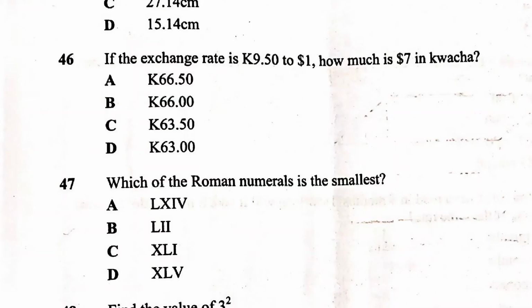Welcome back. We are now on question number 46. The question there says, if the exchange rate is 9 kwacha 15 ngwe to $1, how much is $7 in kwacha? The exchange rate is 9 kwacha 15 ngwe to $1.